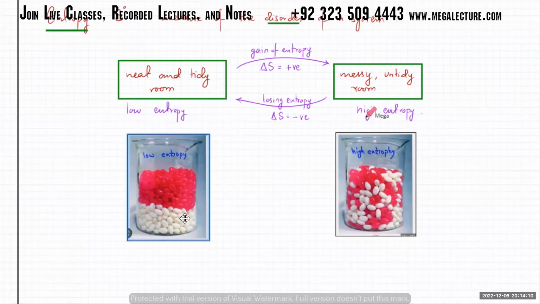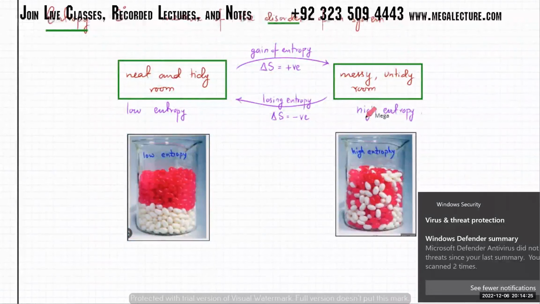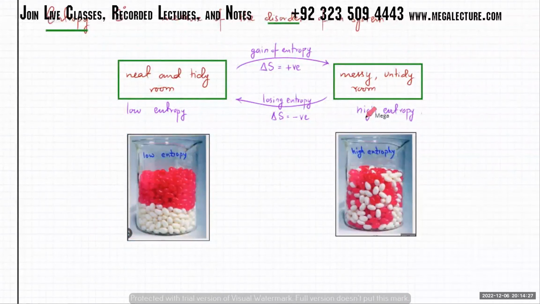ठीक है, तो मुझे quickly बताओ कि I have a car and after 10 years, what happens to it? Delta S positive or delta S negative? Let's say I buy a new car and after 10 years, it becomes very broken down. So is that delta S positive or delta S negative? So positive. Positive, there's a gain of disorder, right? ठीक है, delta S positive. So you can see delta S positive, delta S negative all around you.